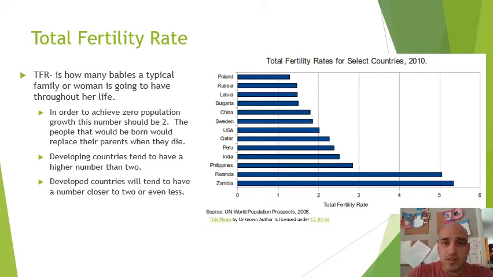Okay, and so let's look at this picture here. In this picture here, we have total fertility rate. So this is how many offspring on average in 2010. Zambia, Rwanda, people are roughly having about 5 kids per family. And if we look at the US we're right around 2, which is a pretty good number. And China is underneath 2.